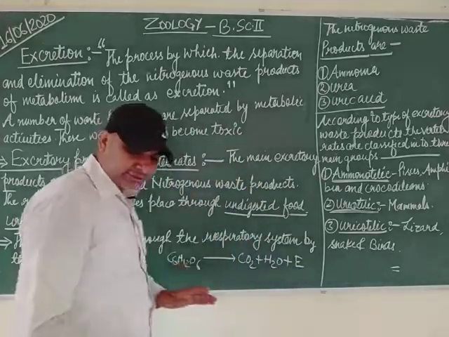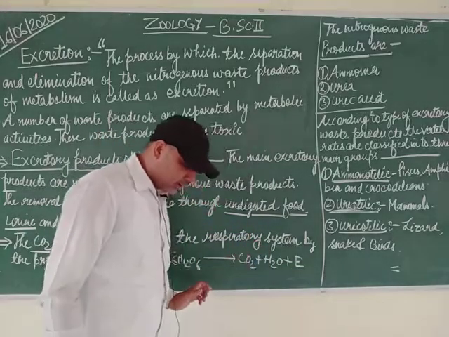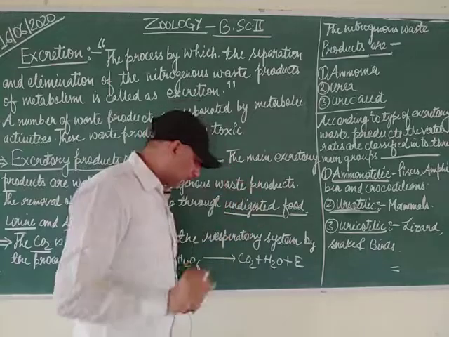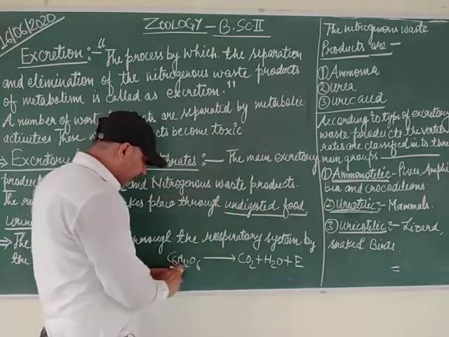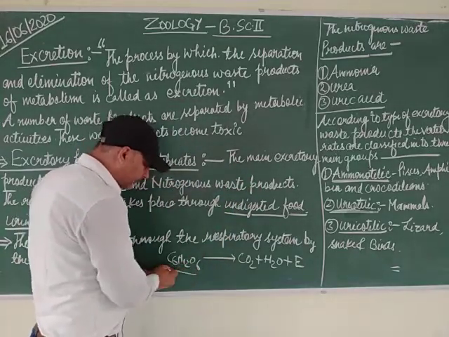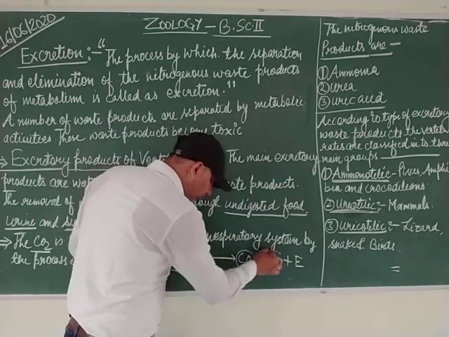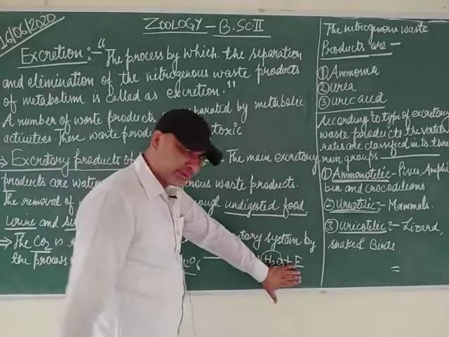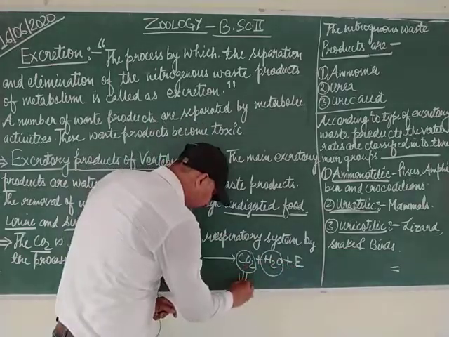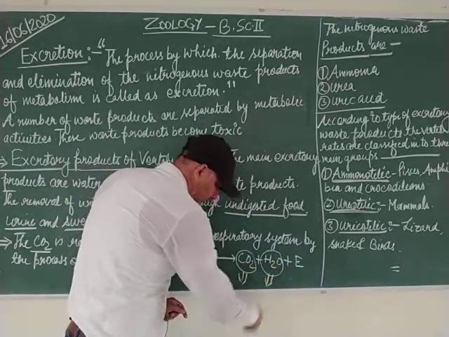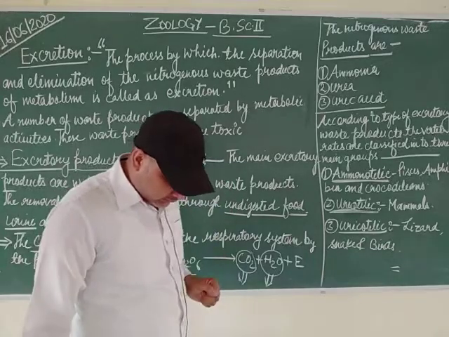This is in a simplified manner. C6H12O6 is glucose, and the glucose is broken down into CO2, H2O and energy. The CO2 is a waste, and H2O is also a waste.